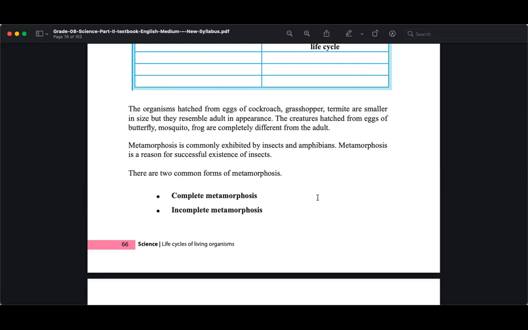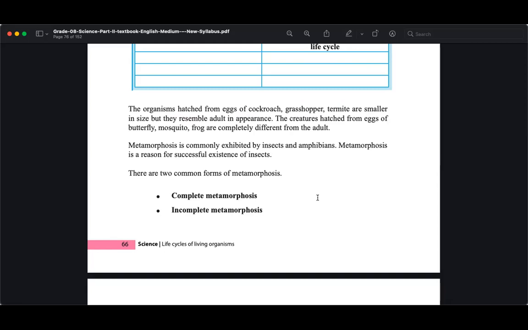Another speciality of these organisms, these animals, is that they hatch from eggs, right? They start their life cycle with an egg. This is common to most of these insects, which are in the group of arthropods. Most of the time they start with eggs, right?